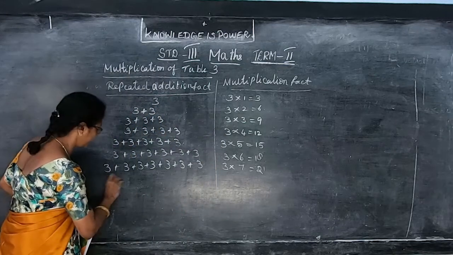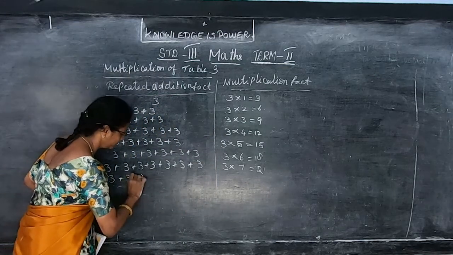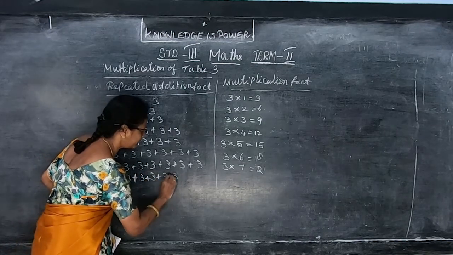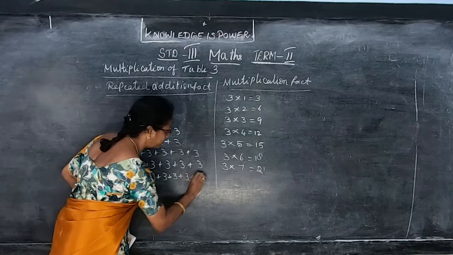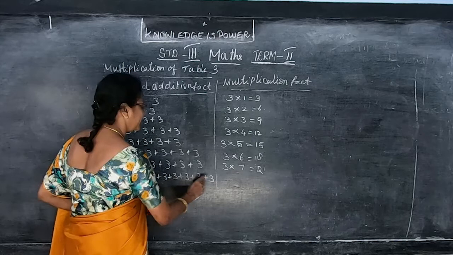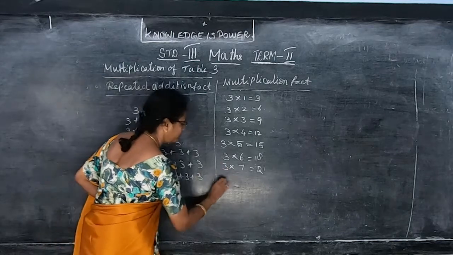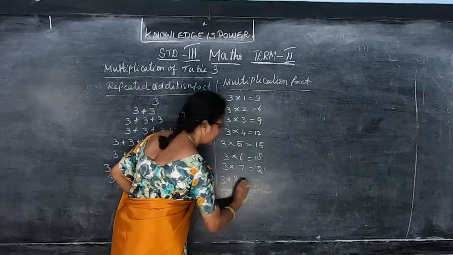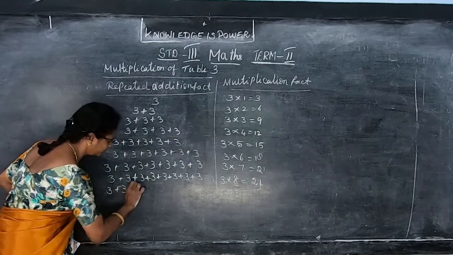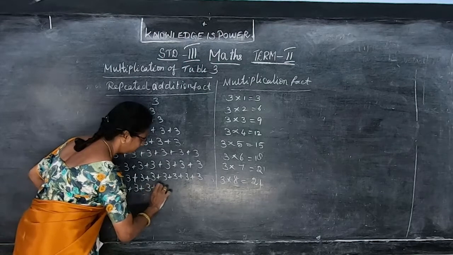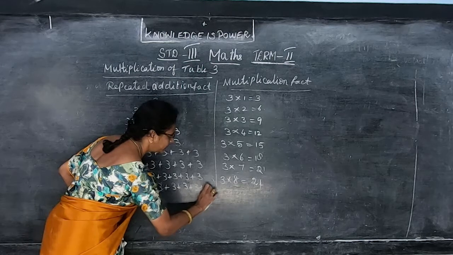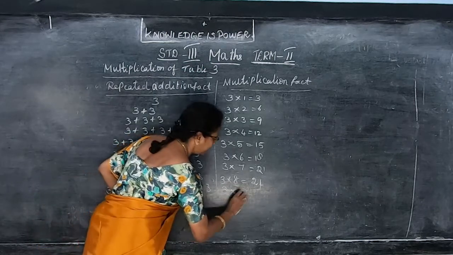Okay, then 3 8s are. You put the plus sign. So that is the addition fact symbol. So without writing the plus sign, that is not the addition fact. 6 7 8. So that is equal to 3 8s are 24. Then 9 times, 4 5 6 7 8 and 9. So that is 3 9s are.